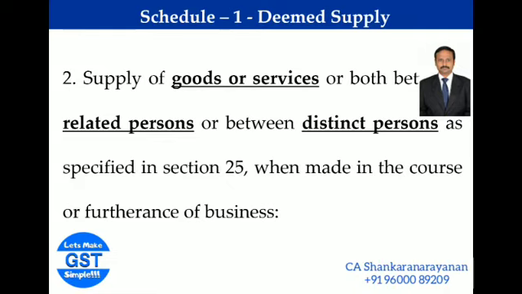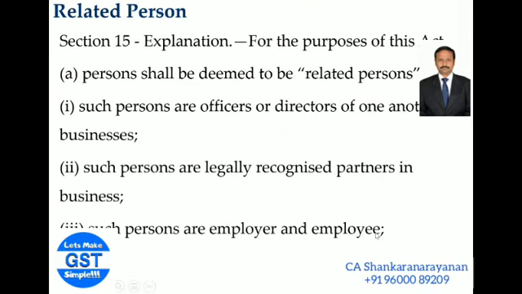Who are these two people? Who is considered as related person and who is considered as distinct person? This is the analysis that we are going to do next. Who is a related person and who is a distinct person? Let's go through that. A related person is defined under Section 15 of the CGST Act as an explanation. Section 15 of the CGST Act explanation says who is a related person.